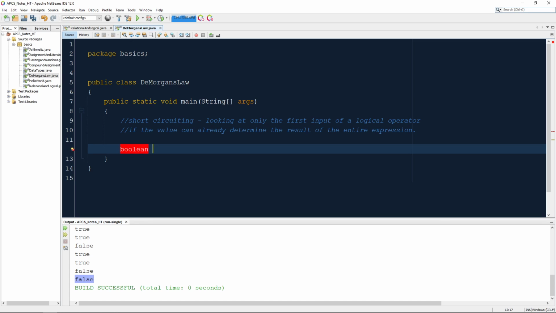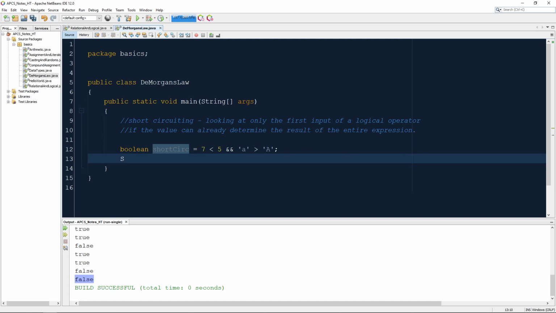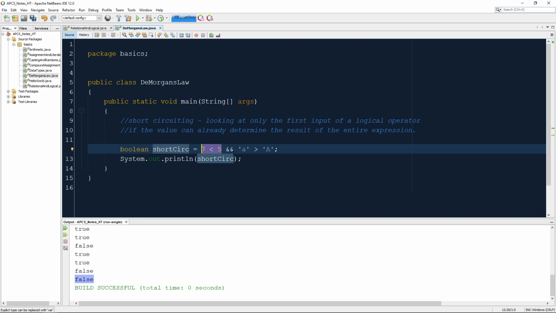Let's say boolean shortCirc is equal to, and let's say something like 7 less than 5 and 'A' greater than capital 'A'. If I print this out, we can see what our result is. Now again, we can figure it out, but if we do what the computer does, and we look immediately to the first half, is 7 less than 5? It's false. So the reality is false and anything is automatically false. There's no need to look at the second half, and the computer wouldn't do it.